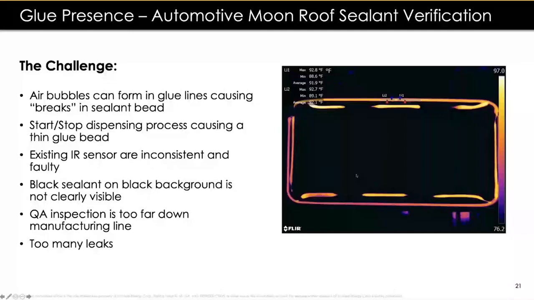With existing IR sensors, they have pyrometers placed around here just for presence, but the problem is you have to use a lot of pyrometers. Imagine this: one thermal camera is like having over 307,000 individual pyrometers or temperature measurement thermocouples. You'd have to place a lot of them around here to get a full picture of what's going on. This was a black sealant on a black background, so standard vision was not a viable solution for them. And of course, they had leaks in this, with the breaks.